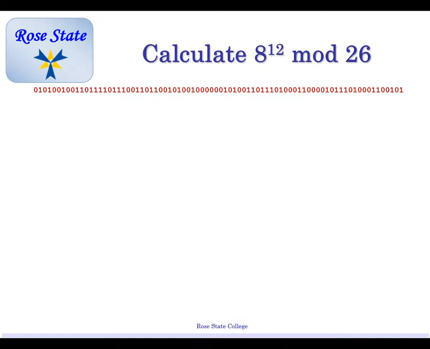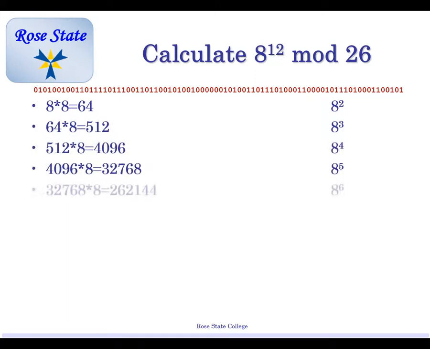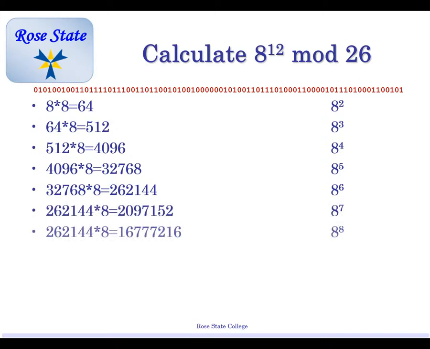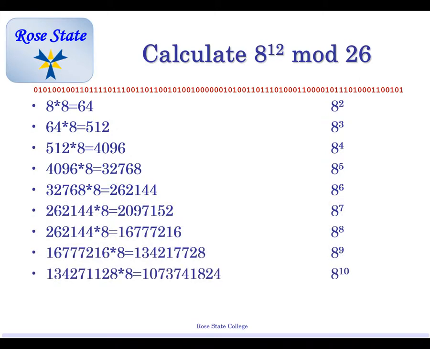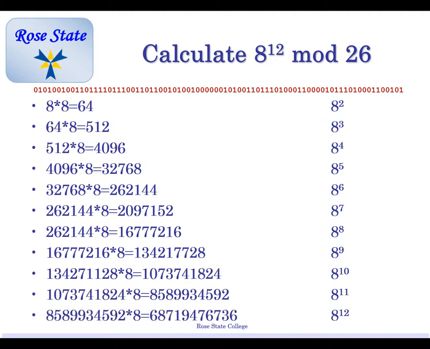Okay, so if I tell you to calculate 8 to the 12th power mod 26, that's a very large number, okay? So what we could do is we could do 8 times 8 is 64. Times 8 is 512, and so on. Times 8 is 4096, and so on and so forth. Okay, so in other words, you'd end up with a very large number. 9, 10, 11, 12. So that's what you end up with. Okay, so far so good.